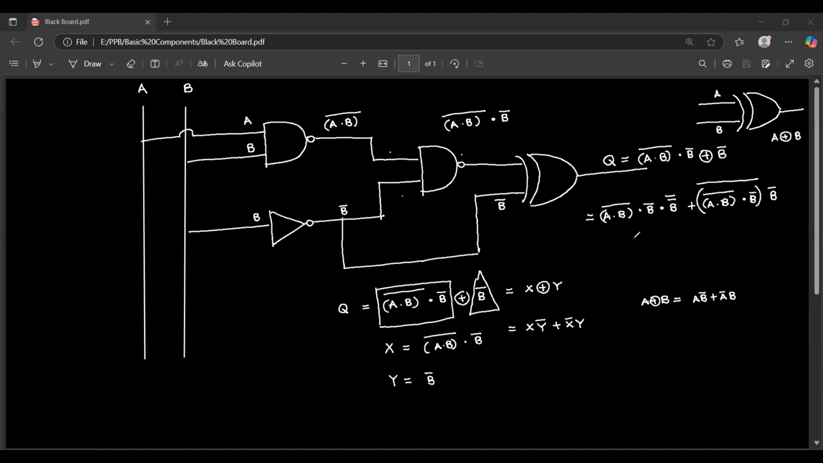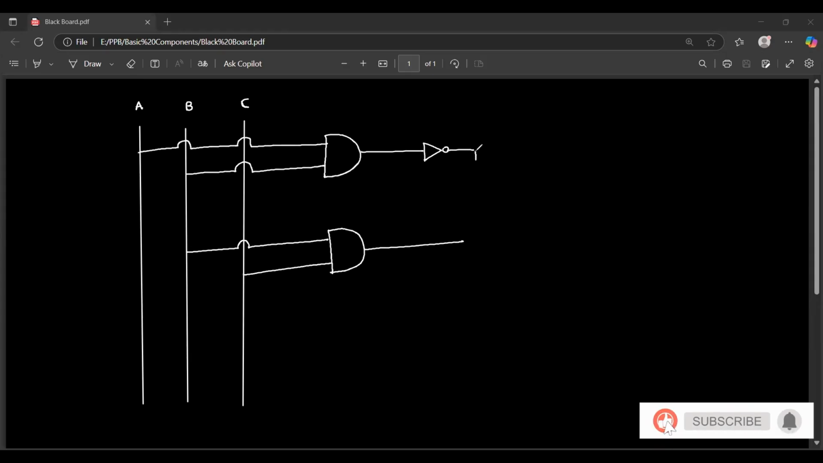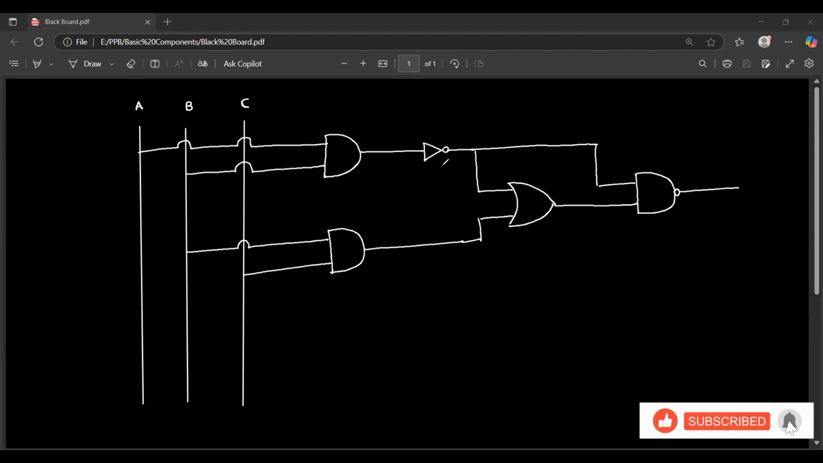So this is how you should be able to do different types of questions. Now let's do an easy one. How can we do this question? Well, let's follow the signals first. Here we have A, here we have B. So the output will be A dot B.